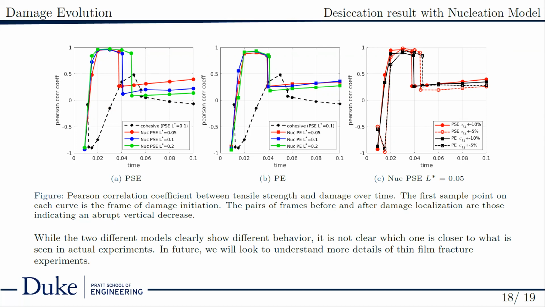And so far, there is no obvious sensitivity to random field parameters other than the localization time for different correlation lengths from the square exponential kernel. And while the two different models clearly show different behavior, it is not clear which one is closer to what is seen in actual experiment. In future, we will look to understand more details of thin film fracture experiment.